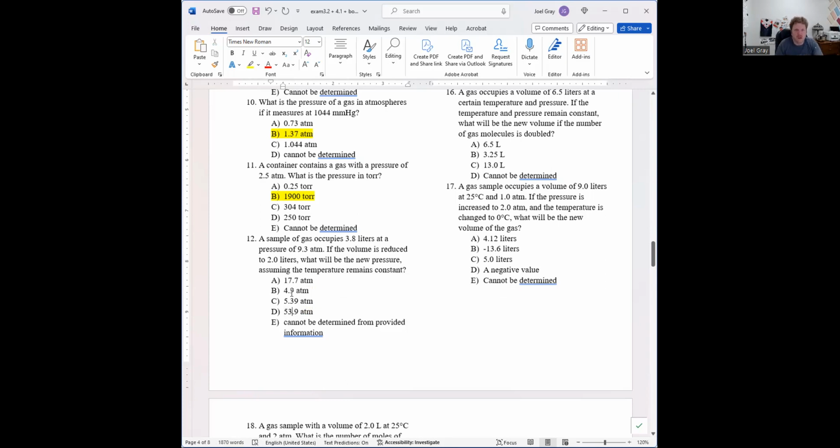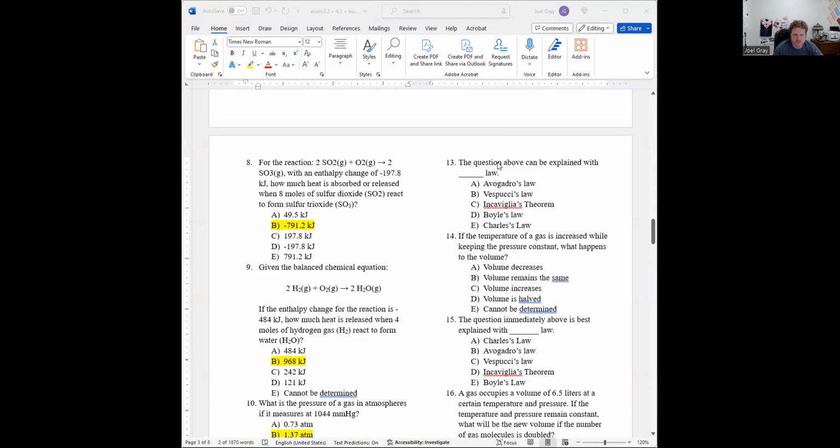Now, if you wanted to approach this and do the math for it, you'd see that the correct answer is A, because our equation for this would be P1V1 equals P2V2. So our pressure, 9.3 times 3.8. 9.3 times 3.8 is 35.4. And then divide that by 2, and you get 17.7. So the correct answer for number 12 is A, 17.7 atmospheres.